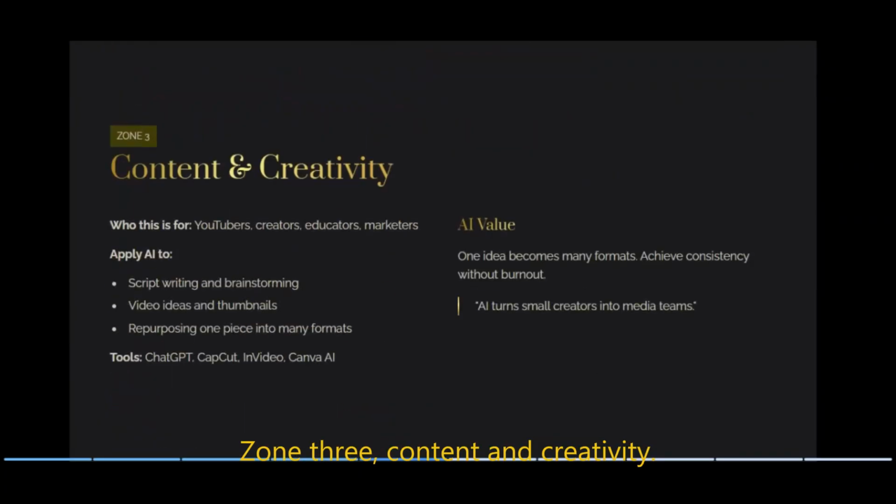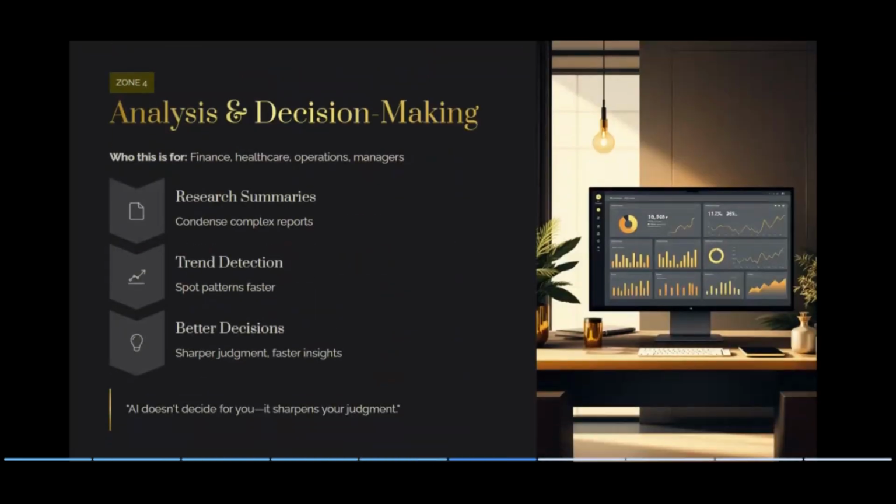Zone 3, content and creativity. If you create content, such as videos, posts, lessons, or ideas, AI turns one idea into many. One script becomes a video, a short, a post, and a newsletter. So this is how small content creators operate like full teams, like a one-man army. A company of one, not by working more, but by multiplying effort.